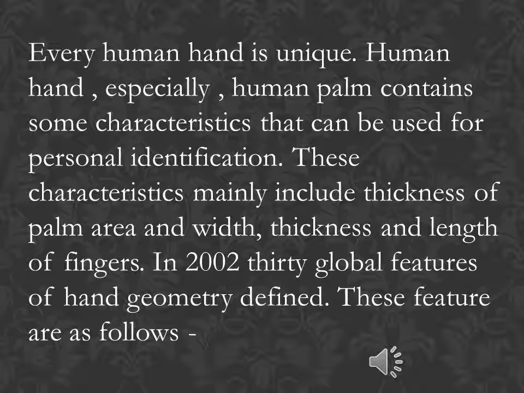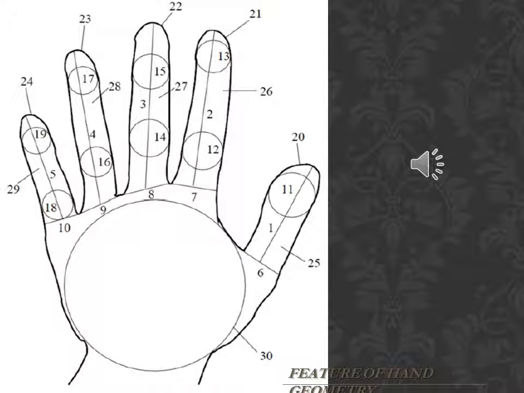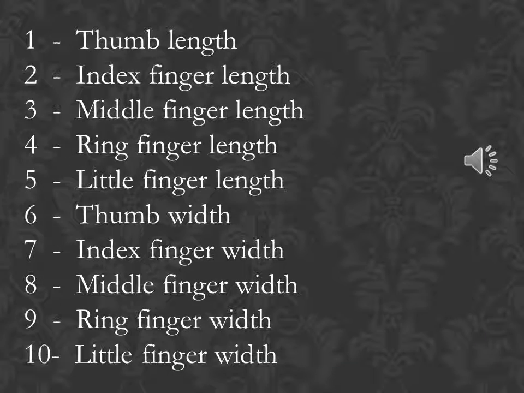In 2002, 30 global features of hand geometry were defined. These features are as follows. Diagram of hand geometry. 1. Thumb length. 2. Index finger length. 3.